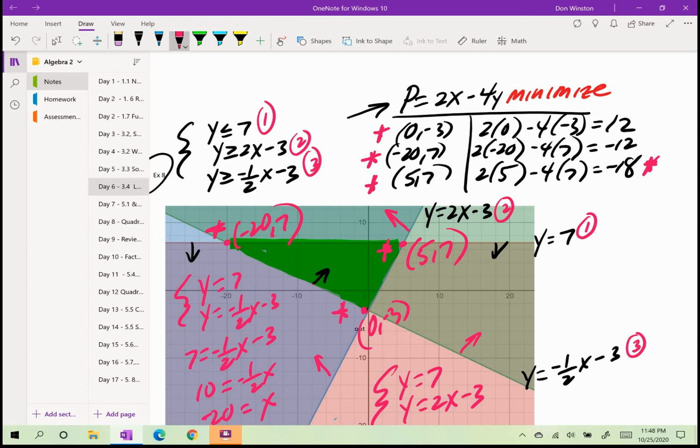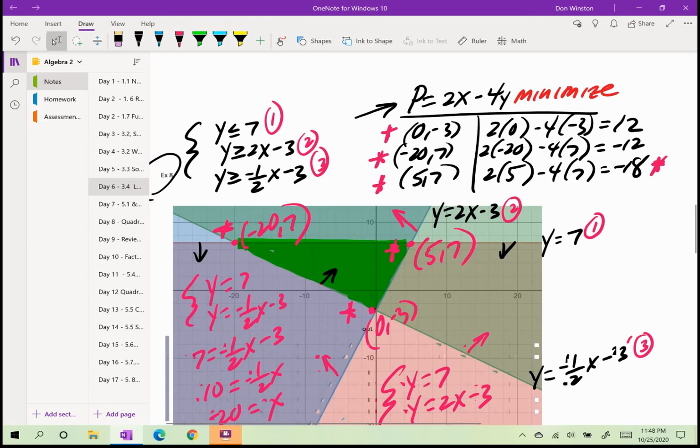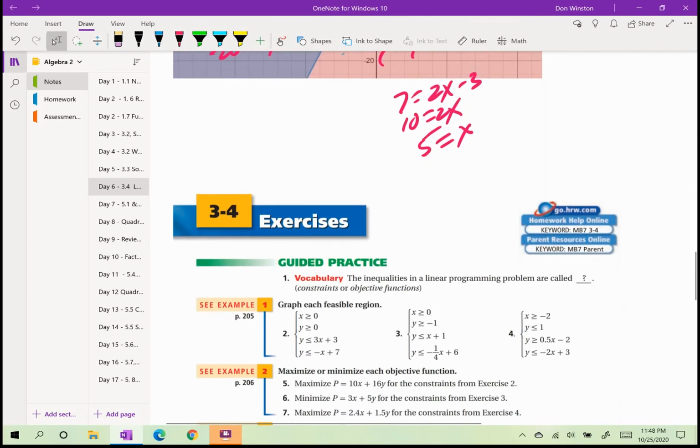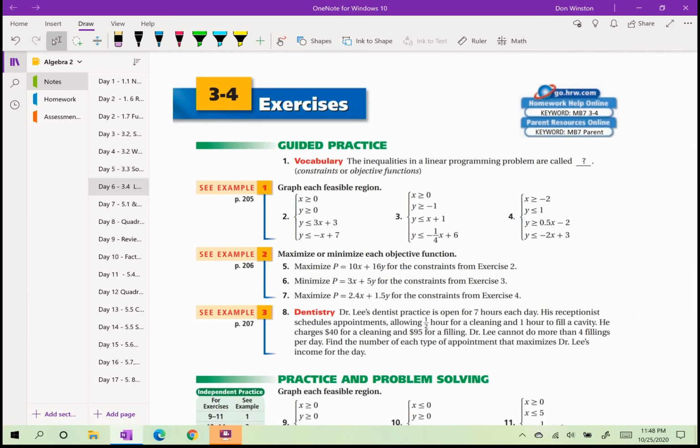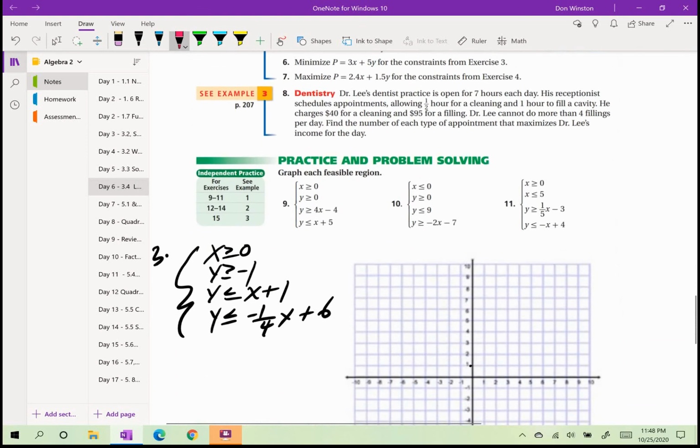Okay. And again, you'll have problems like this on your test, the plain vanilla problem, so I'll go over one more. Alright, for homework, so you know how to do these, I'll do number 3 with you, and I expect to see this in your handwritten work because it is guided practice. We first have to graph the feasible region, so I'll do that. So this is number 3.